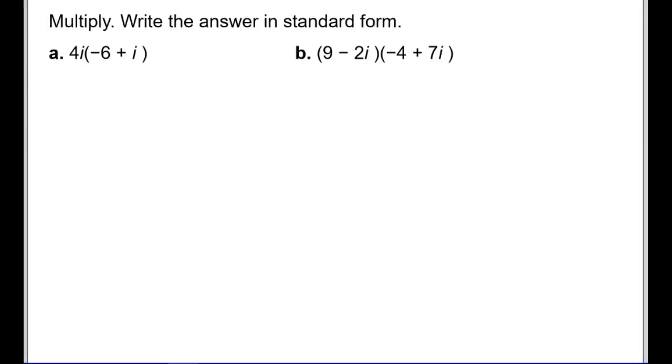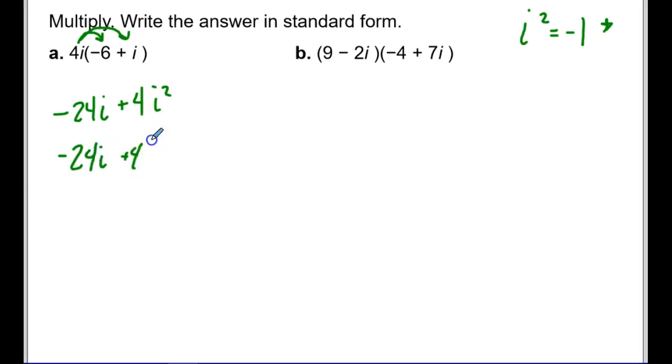Okay, so now we're going to be dealing with multiplying. So remember back at the beginning when we talked about learning targets that i squared equals a negative 1. That's really important to remember here. So let's just go ahead and multiply. So again, I see I have something outside the parentheses, so I distribute to everything inside. So 4 times negative 6 is negative 24i. 4i times i is a positive 4i squared. Well, here's an i squared, so let's simplify. So negative 24i plus 4 times that negative 1. Well, this turns this into a negative 24i minus 4.